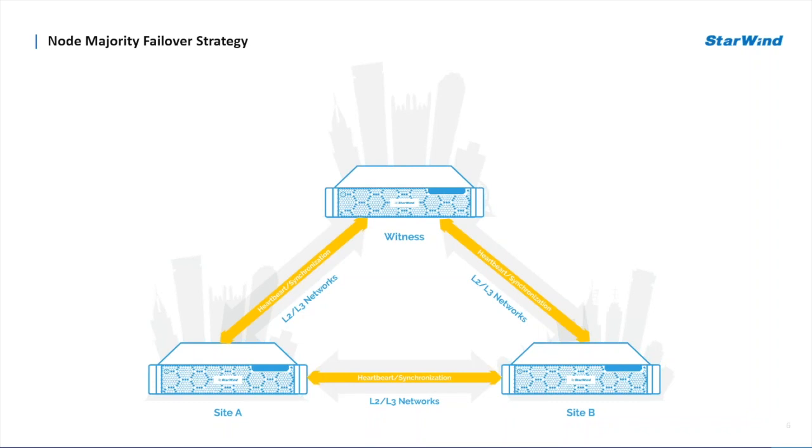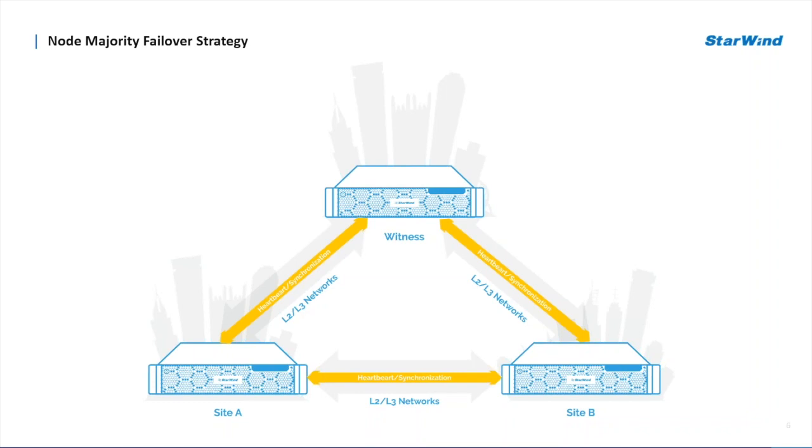So yeah, the node majority failover strategy network design is next. It's very simple. We need at least one network between the nodes for management, heartbeat, and synchronization at the same time. It must be at least a 1 gigabit network or higher. And of course, we recommend at least 10 gigabits in order to have good performance and not to cause any bottlenecks for your production.